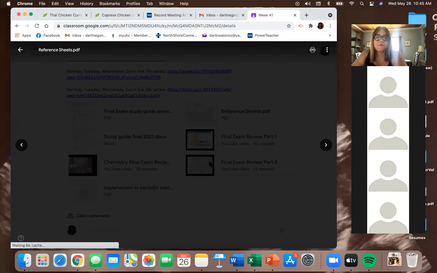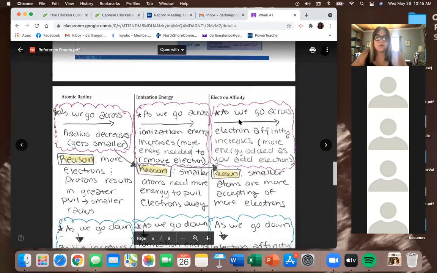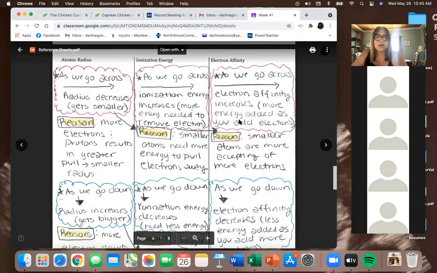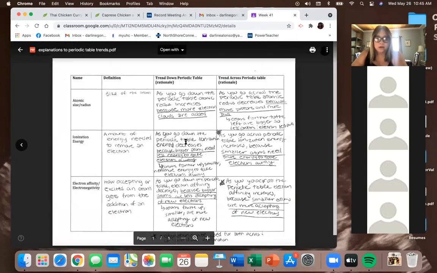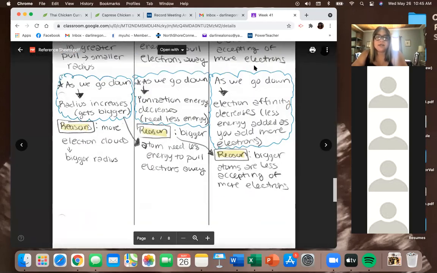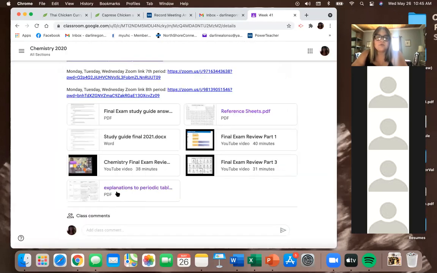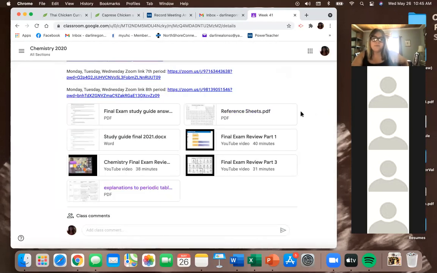So from your reference sheets that you currently have, you're ignoring this page right here, page 6, and instead you're gonna use this page right here. Again, from the reference sheets that I sent, you're ignoring page 6 and you're gonna use this page that I sent. I sent it through email, and it's also on here. Okay, all right, so let's get started on the review.